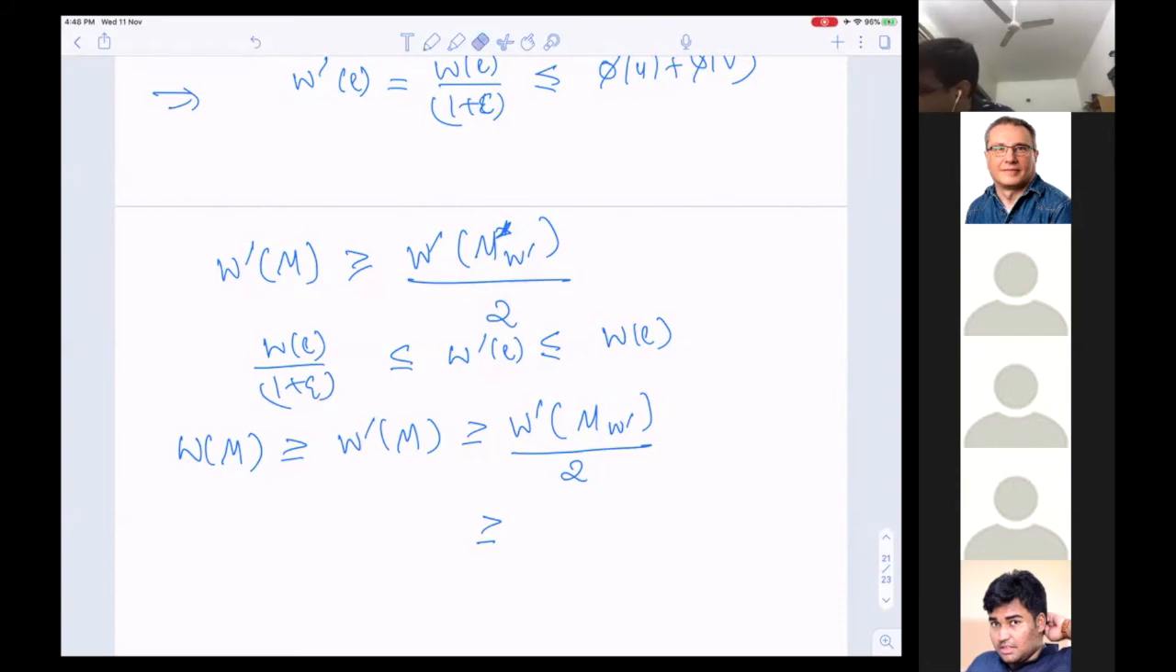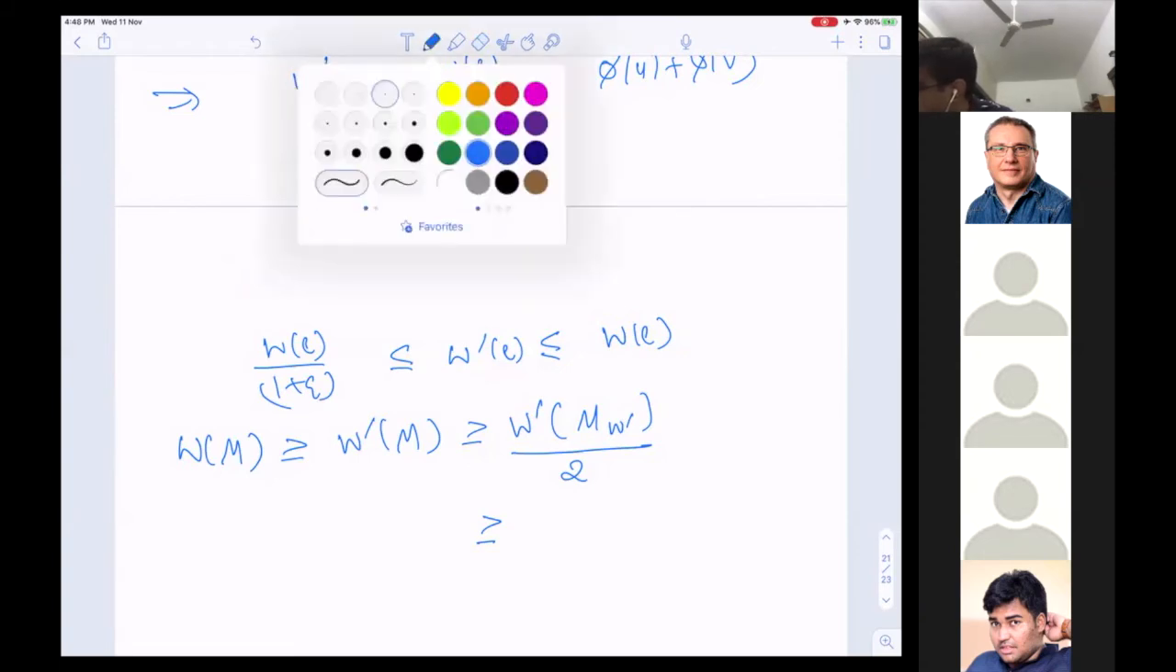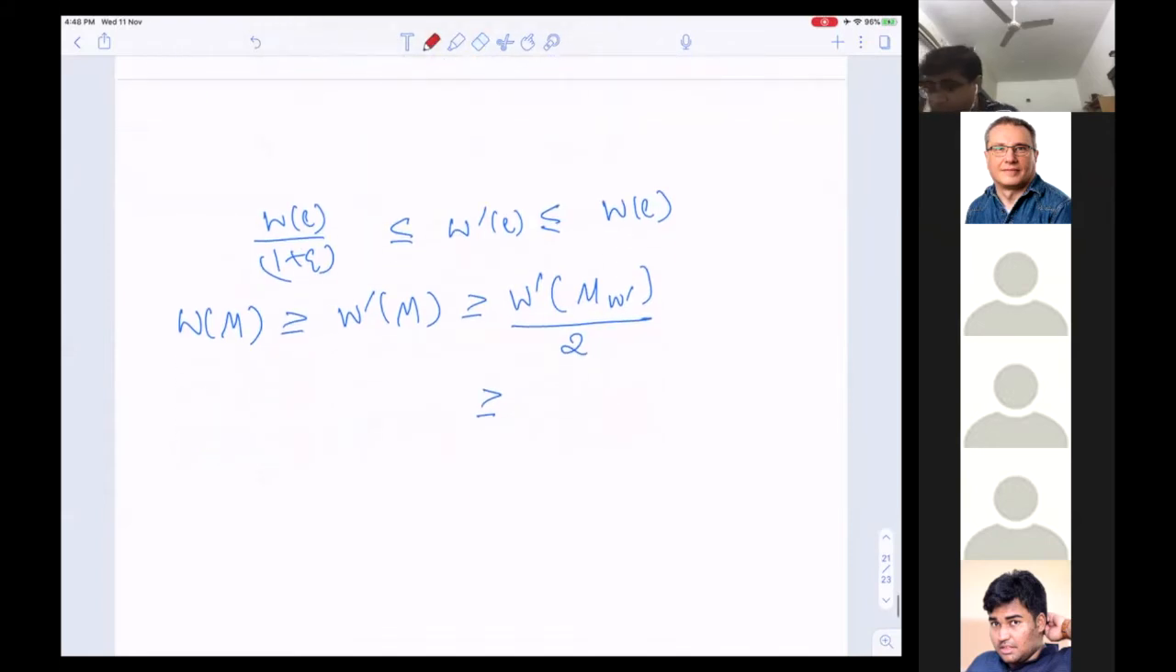I think I wrote something garbage here. Wait, forget it for now. Okay. So let M be the matching which is returned by the algorithm. Now this is at least weight prime of M. Right? So M is the matching which is returned with respect to W prime. So if I look at the weight function of that, M is this much. But what is the weight prime of M? Well, I know this is a factor half approximation, or factor 2 approximation, however you want to say, with respect to the best matching here.